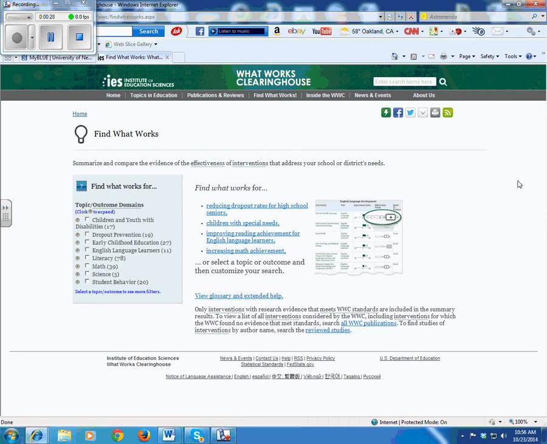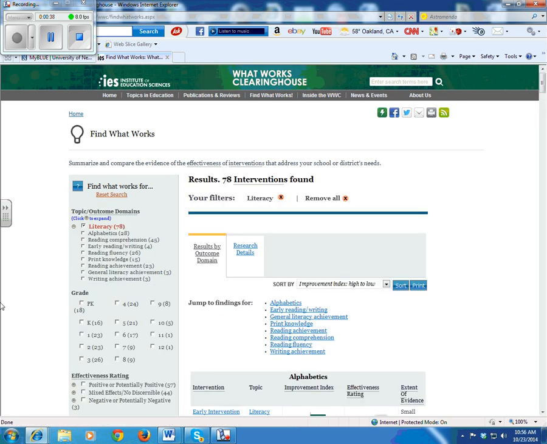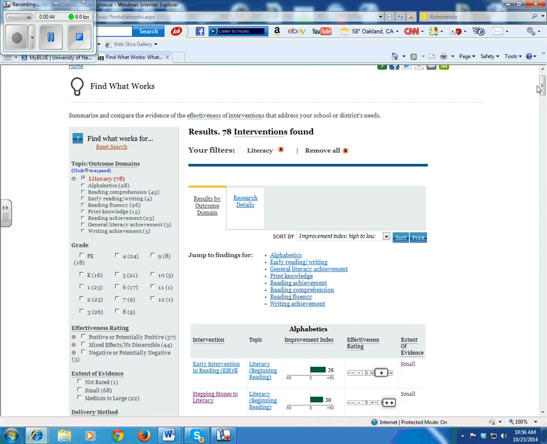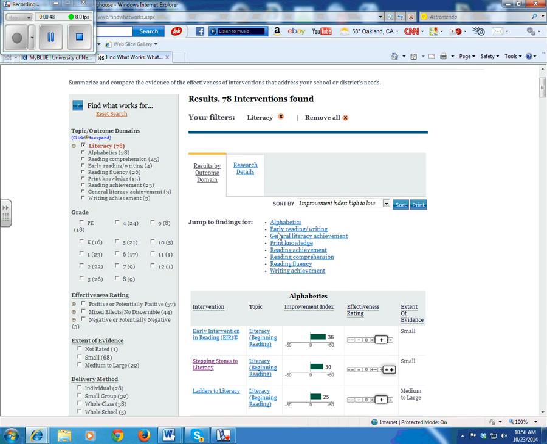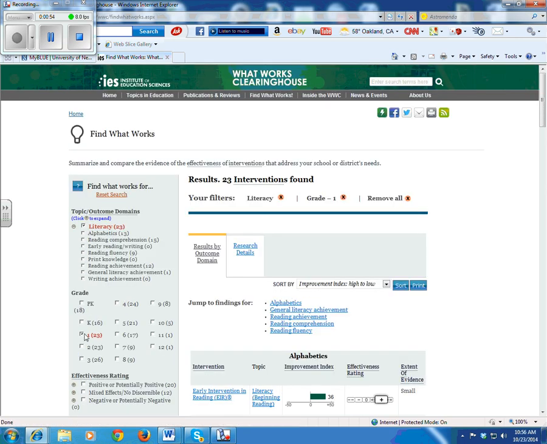And let's say that you were interested in literacy interventions. Click on literacy and then click on that plus sign. And now let's say that you were looking for effective literacy interventions for first grade. Here is first grade. And you want to have positive results.